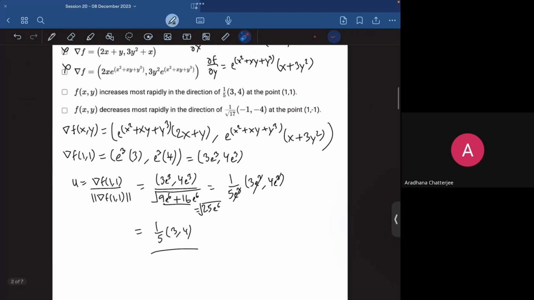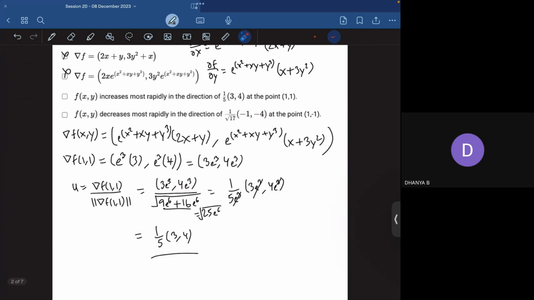Any doubts? Ma'am, I just have a doubt. How do we find whether it increases or decreases? So if it decreases, then we'll just multiply this by minus.